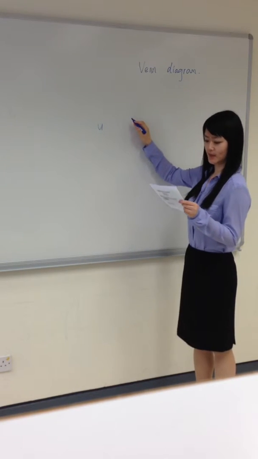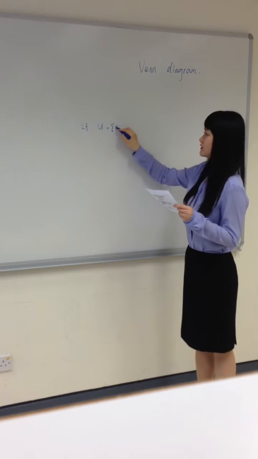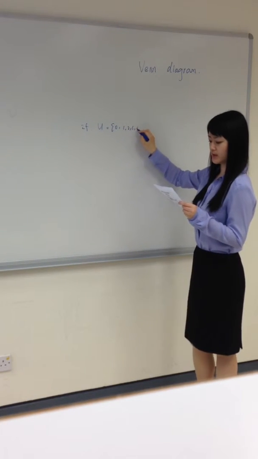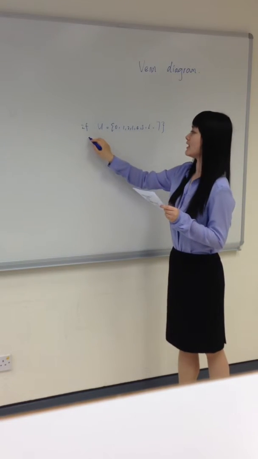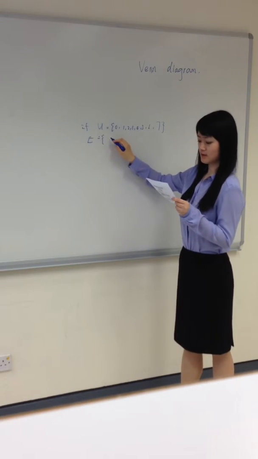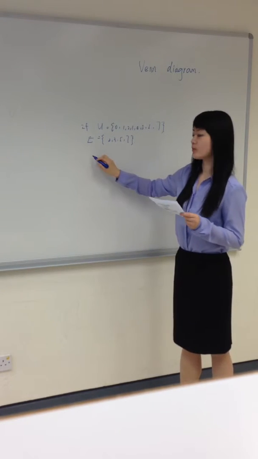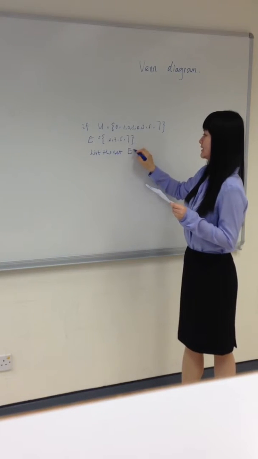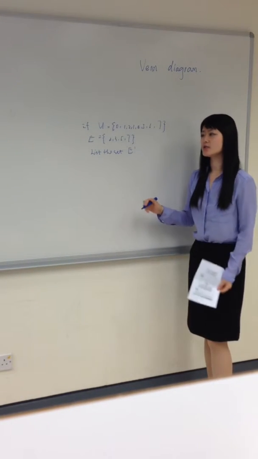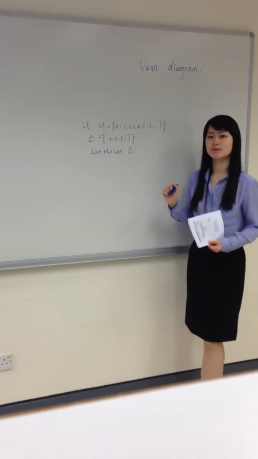The first example is if U consists of 0, 1, 2, 3, 4, 5, 6, and 7, and set E consists of 2, 3, 5, and 7, we need to list the set E complement and use Venn diagram to show E and E complement.